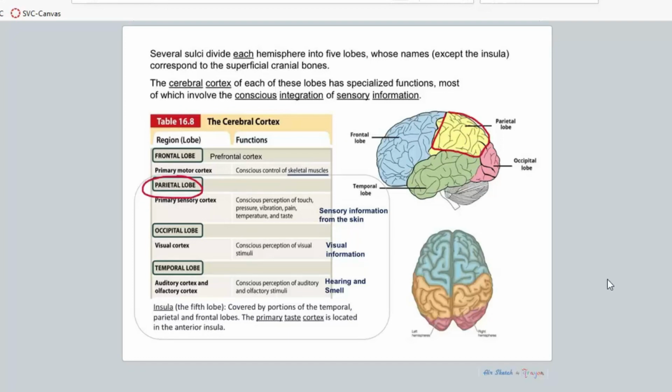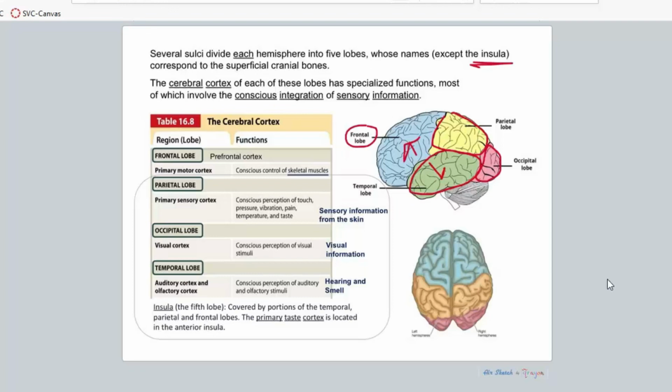What happens in the parietal lobe? Well, let's just go through all these lobes. We have the frontal lobe. Here we have the parietal lobe. Here we have the occipital lobe. Here we have the temporal lobe. And then there's a fifth lobe, which you can't really see. You have to peel apart the frontal and the temporal lobe, and that's called the insula.